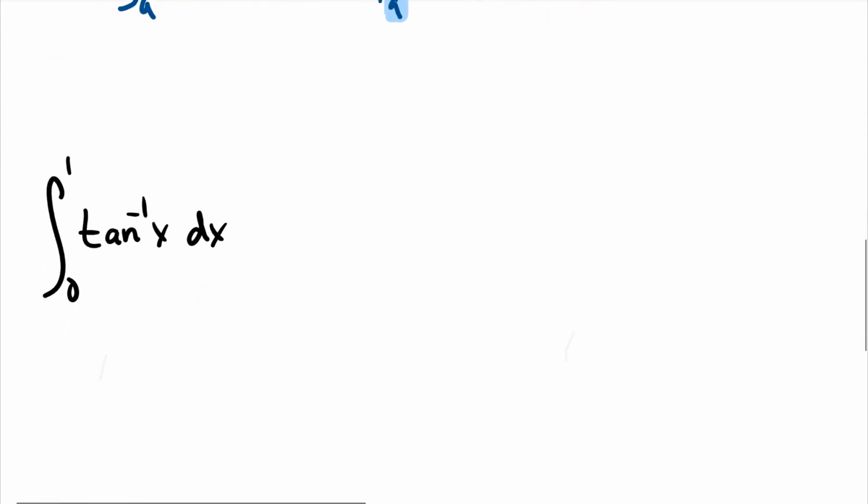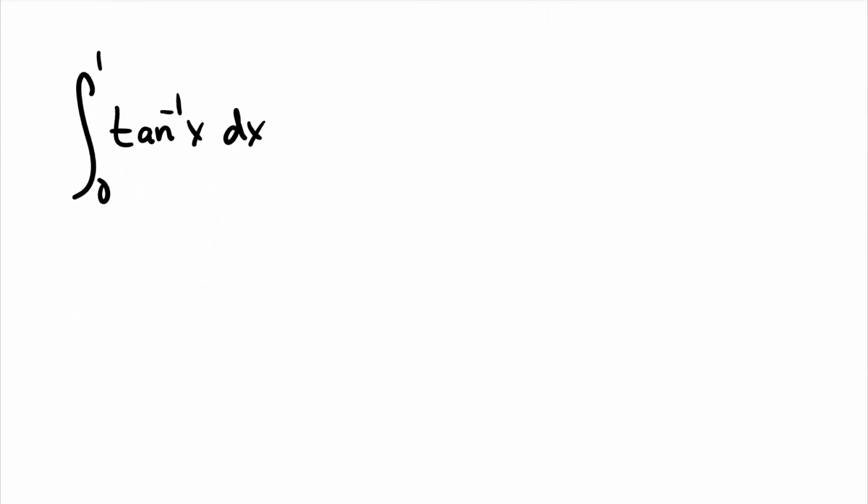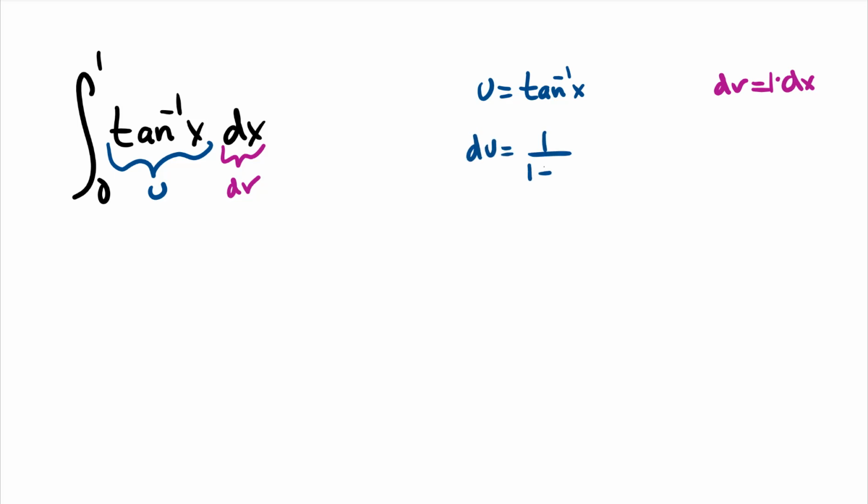So here we go. Let's deal with inverse tangent of x. So we're going to begin just the normal way. We got to find a u. I think that would be a good u. And I think this right here would be a good dv. Okay, so u is equal to inverse tangent of x. And our dv is equal to dx, or 1 times dx. So du is equal to 1 over 1 plus x squared dx. And our v is just equal to, the antiderivative of 1 is just x.